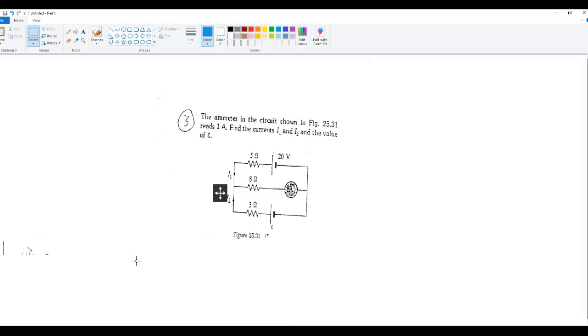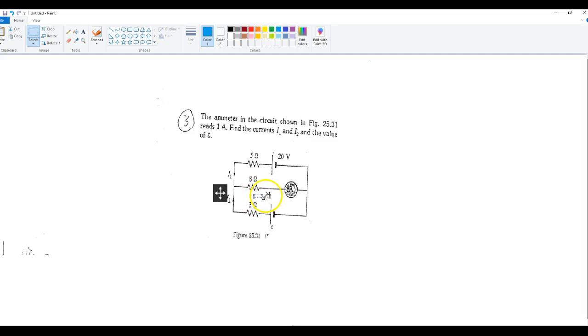So now we're left with this last one, this next one. It says the ammeter in the circuit shown in the figure reads 1 amp. Find the current I1 and I2 and the value E, and E is just a voltage. So we're really doing the exact same thing once again, except this time that middle current, which usually we have to find, they give to us, and it reads 1 amp.